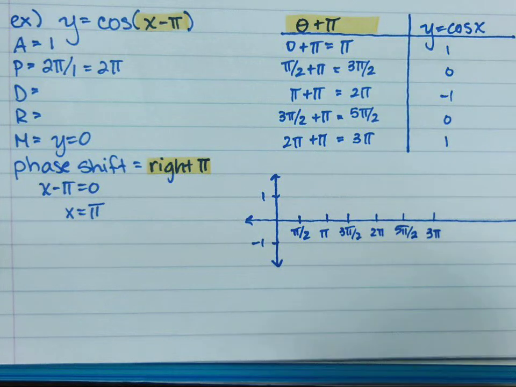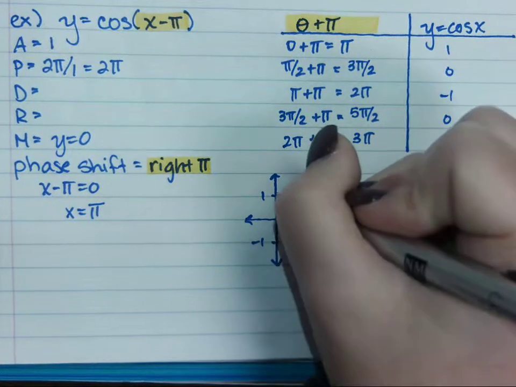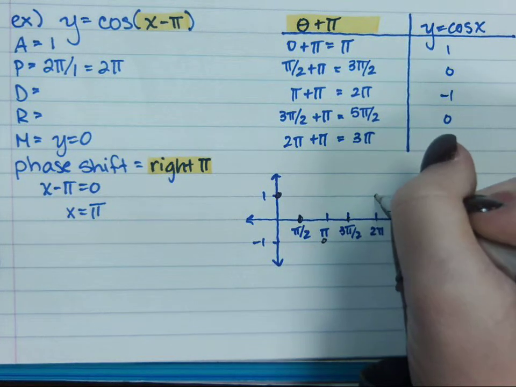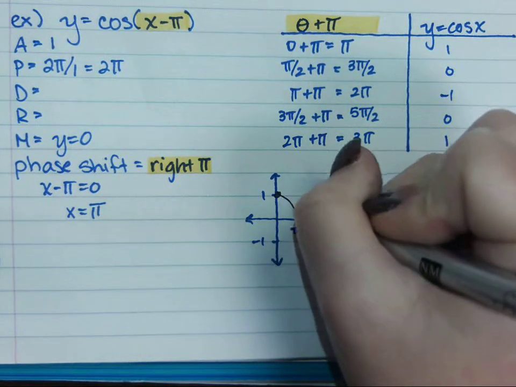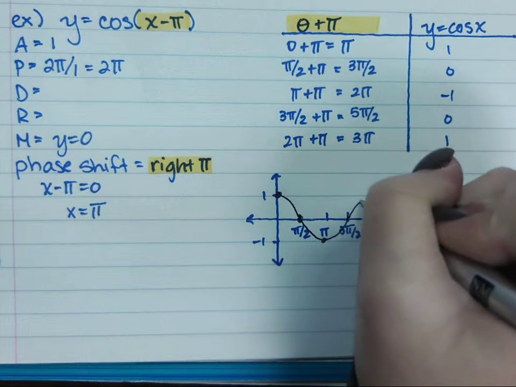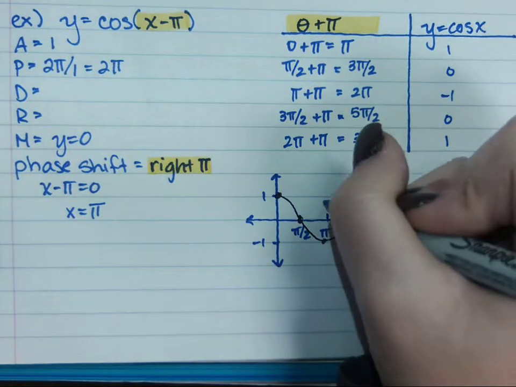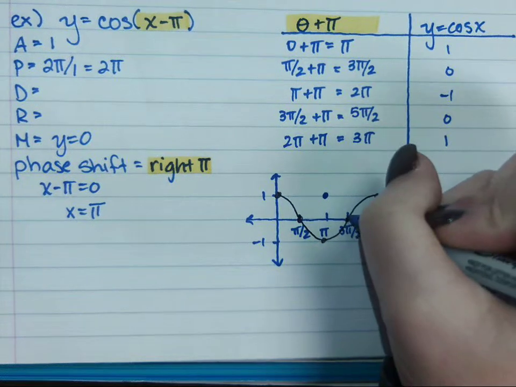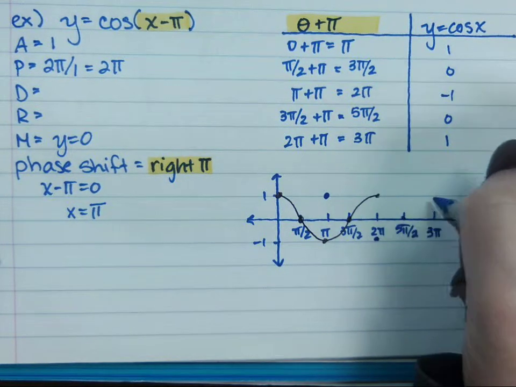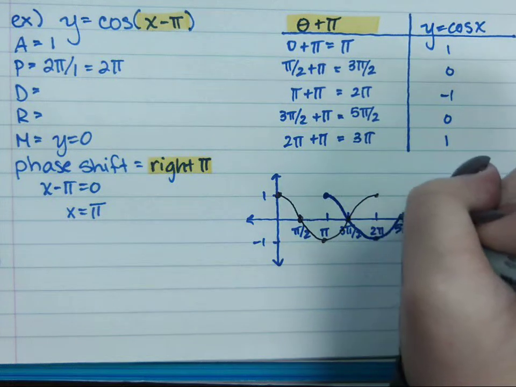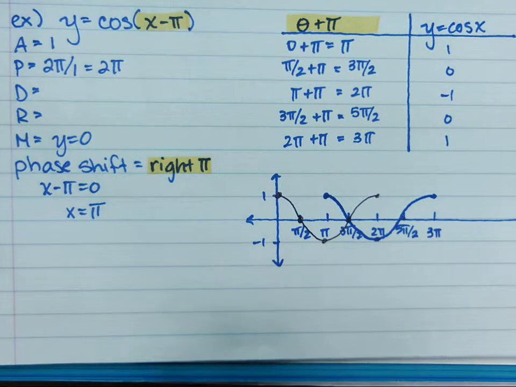And again, the old cosine function, I'm going to label what that looked like so that we can see how this changed. But our new placement now starts here. And again, everything is still the same gap, just moved over a little bit. And so that's my new cosine function where I have a phase shift to the right of pi increments.